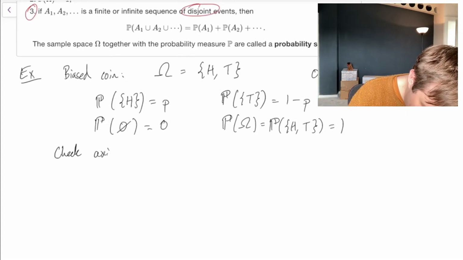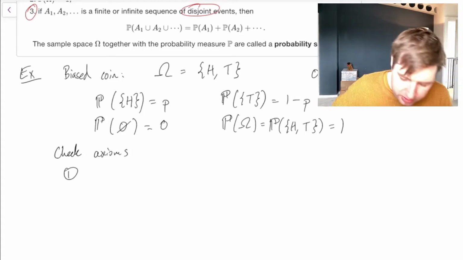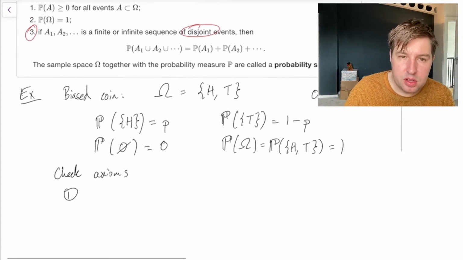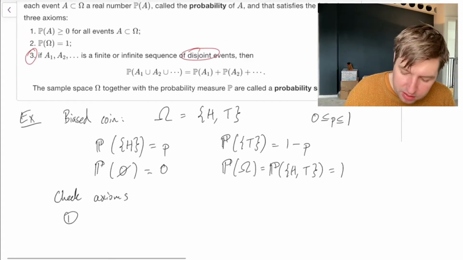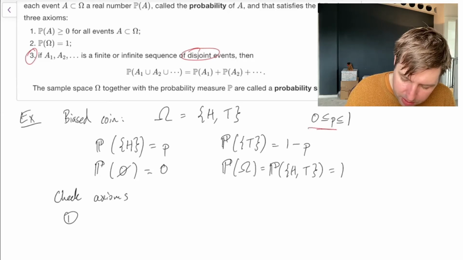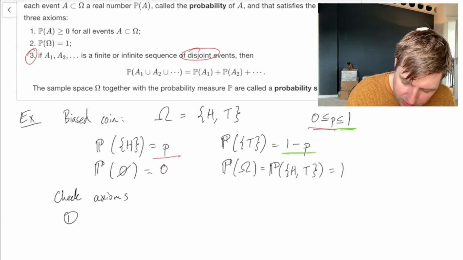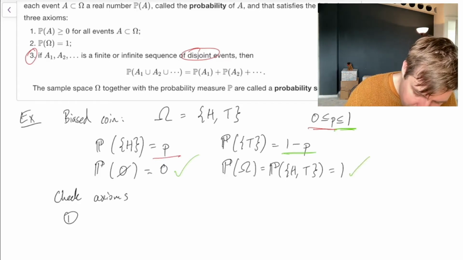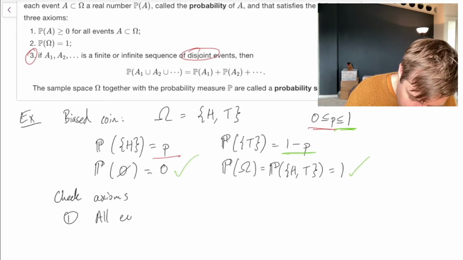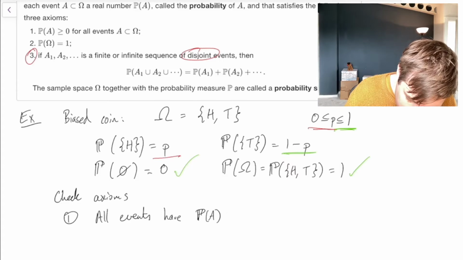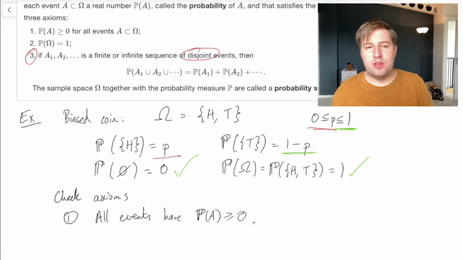So let's check the axioms. The first axiom is that all probabilities are greater than or equal to 0. Well, because we said that P is greater than 0, that's greater than 0. Because we said P is less than 1, 1 minus P is greater than 0. 0 is greater than or equal to 0. 1 is greater than or equal to 0. So all events have probability greater than or equal to 0. So we do satisfy the first axiom.